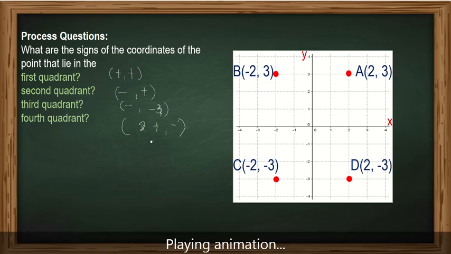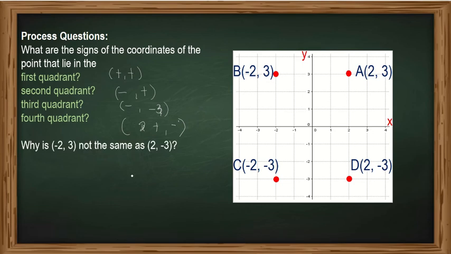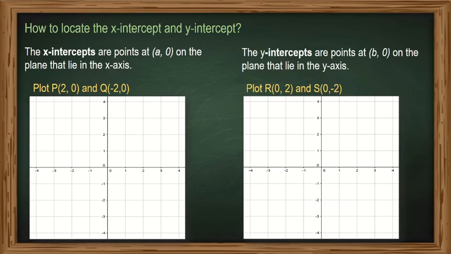Now, is the point with coordinates negative 2 and 3 not the same as the point with coordinates 2 and negative 3? Okay, obviously the answer is they do not have the same location. So this is point B actually, and this is point D. They have different locations. Okay? Next, how do we locate the x and the y intercept?